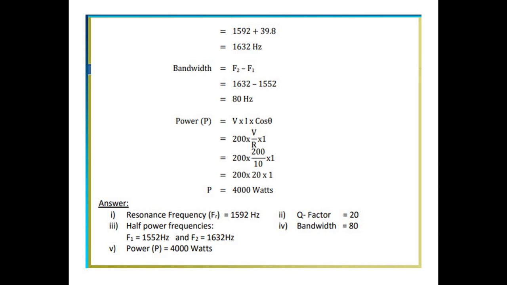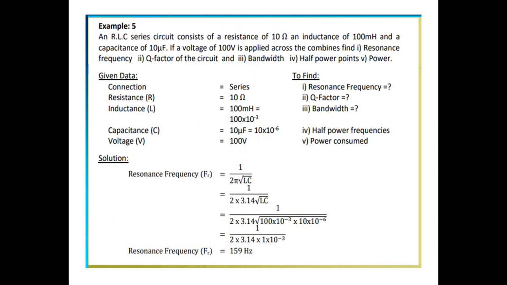Power is equal to V into I cos theta. Then 200 into V divided by R, I is V by R, into cos theta, which means unity power factor 1. Then power is equal to 4000 watts. Answer: resonance frequency 1592, Q factor 20, half power frequency, lower cutoff frequency F1 1552 and higher cutoff frequency 1632. Then bandwidth 80, then power is equal to 4000 watts.